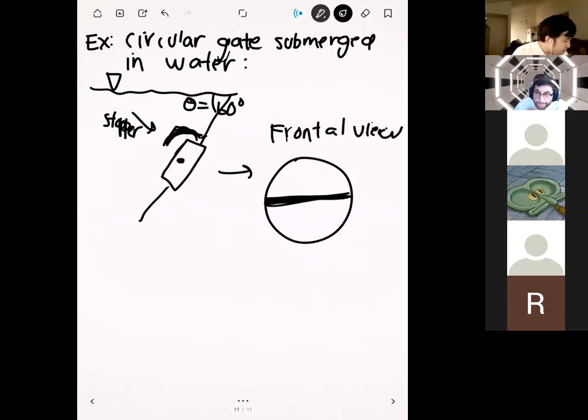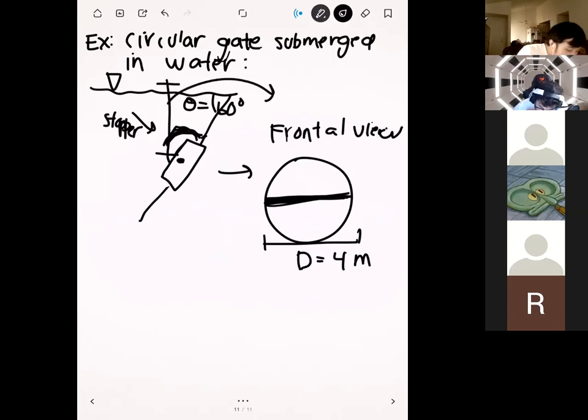Okay, and so let's put some dimensions in here. So we know that the gate has a diameter of 4 meters. And we also know the depth of the gate. We know that HC is equal to 10 meters, and that's going to be the depth of the centroid. Because the shaft passes right through the middle of the gate, the depth of the shaft is also the depth of the centroid.